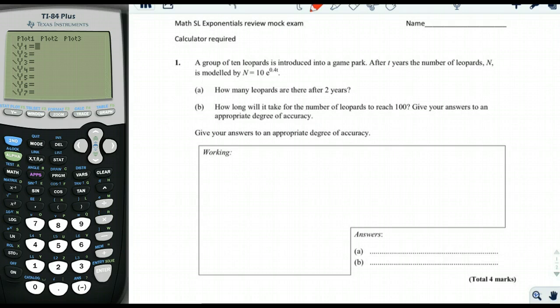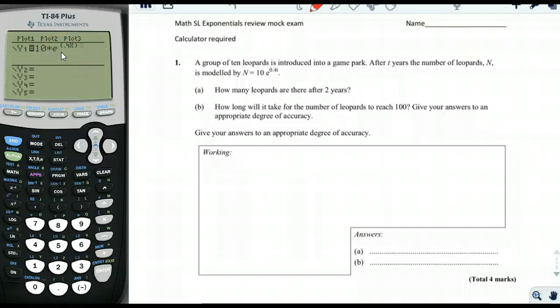After 2 years, the number of leopards n is modeled by n equals 10 times e to the 0.4t. They gave you the equation, so we definitely want to put it in the calculator because we can use the calculator to solve these. Now, be careful when you put the equation in the calculator that you put parentheses where you need to. That would be here, for example, 0.4t, and you would use the x here.